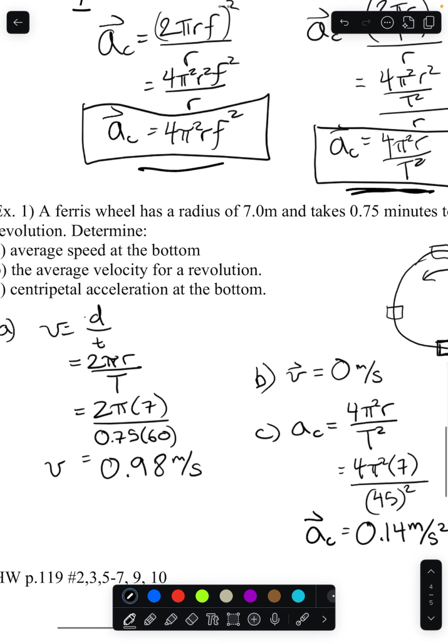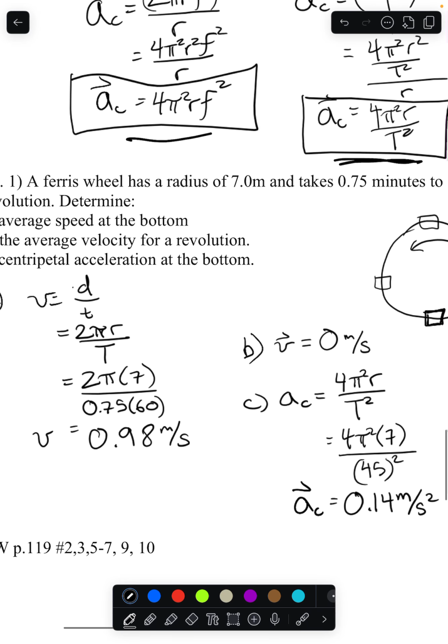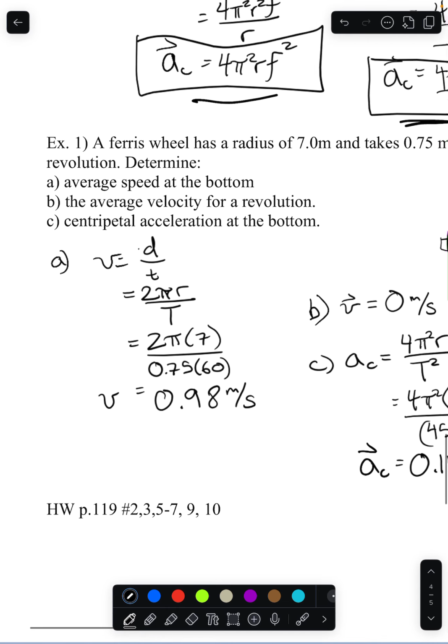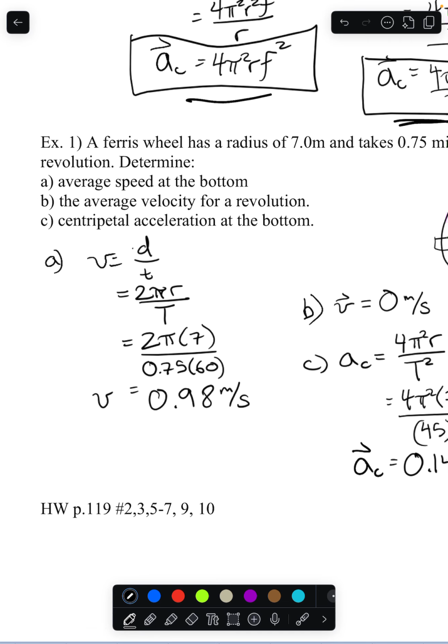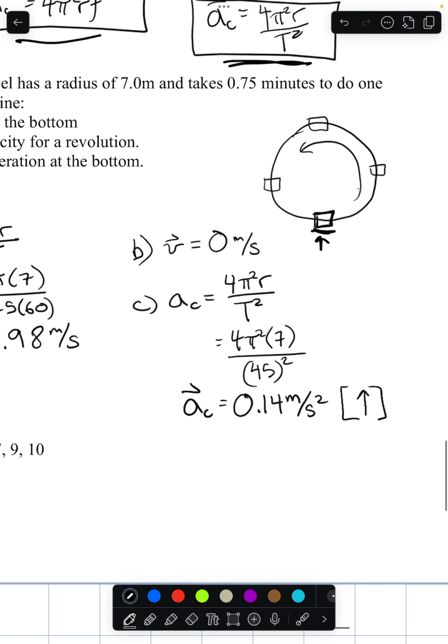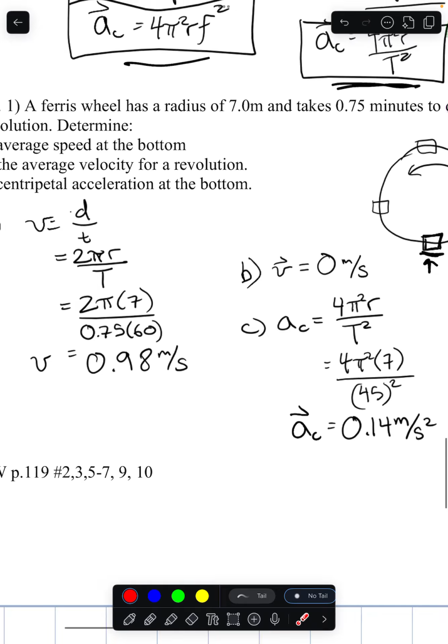So our first question would be, a Ferris wheel has a radius of 7 meters and takes 0.75 minutes to do 1 revolution. So we have to determine our average speed at the bottom, the average velocity for a revolution, and our centripetal acceleration at the bottom. At the bottom will be stated over here in this part right here. So I already have it written out.